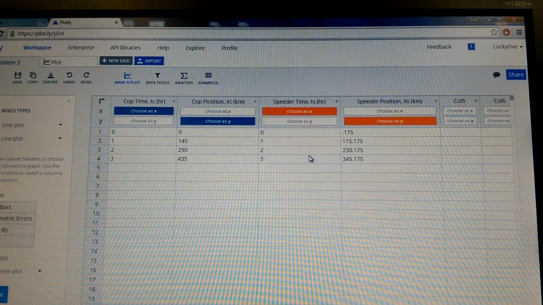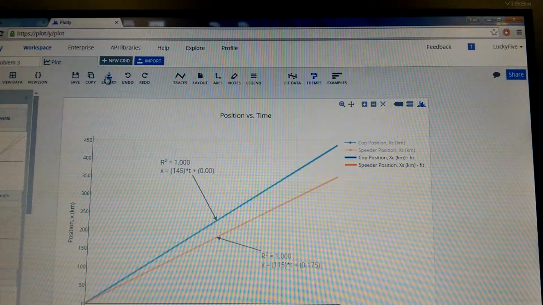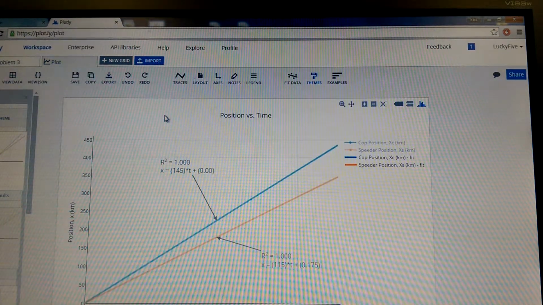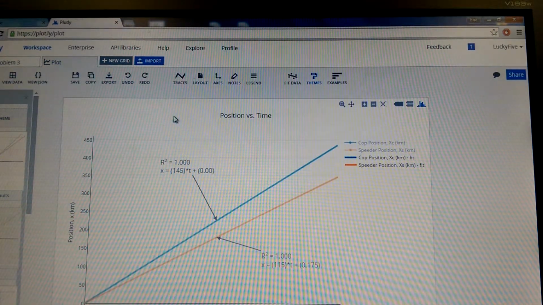So then I can take this data and I can actually make a line plot of both of them. So I'm going to plot them both on the same graph. So looking at our graph over here, you notice that we have all our components present and accounted for. I've actually given them both fits for their data, so you can see right here that I have the equation for our cop, and I have the equation for our speeder.